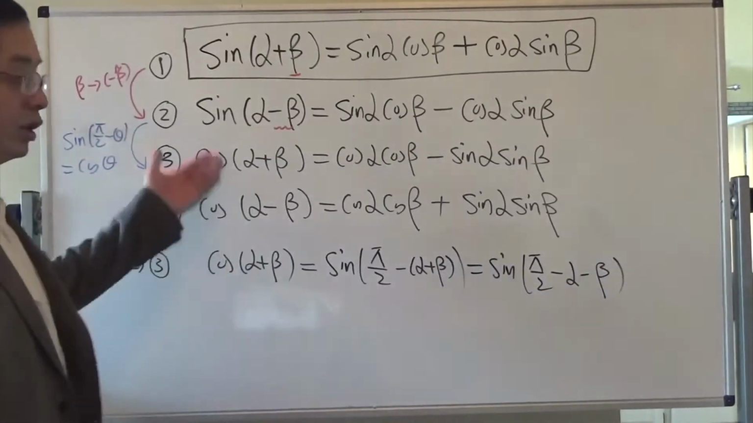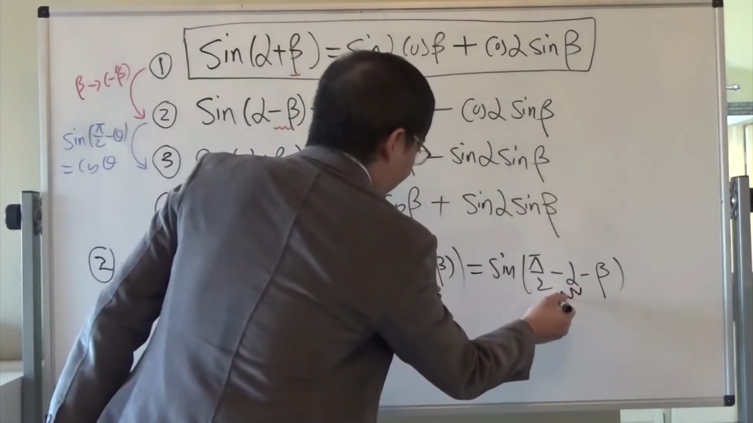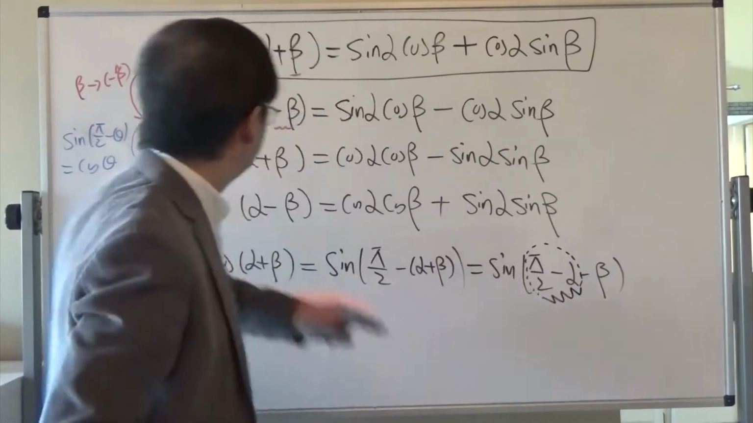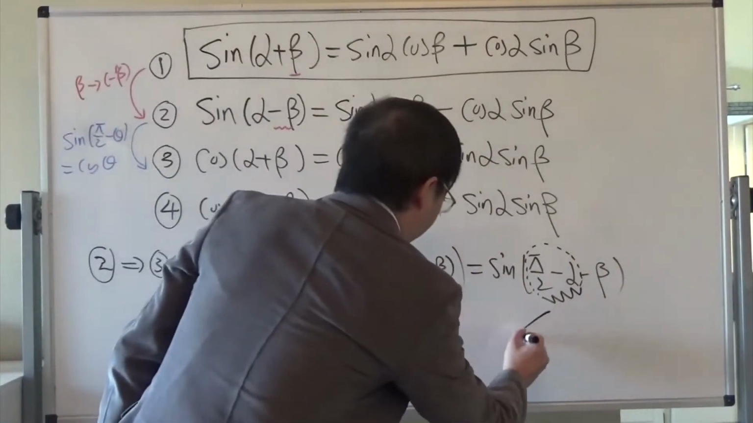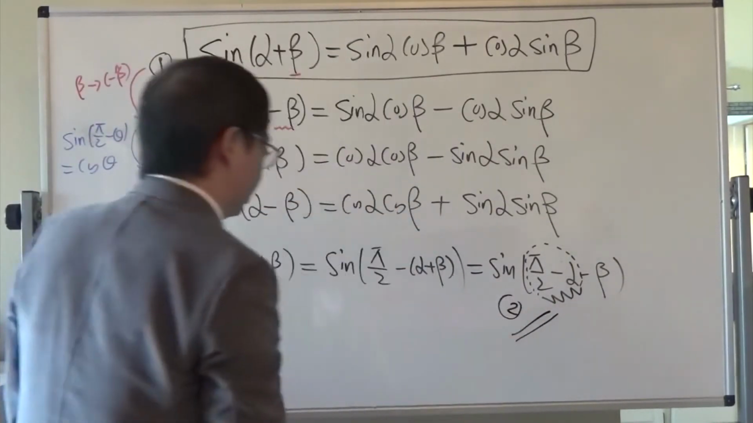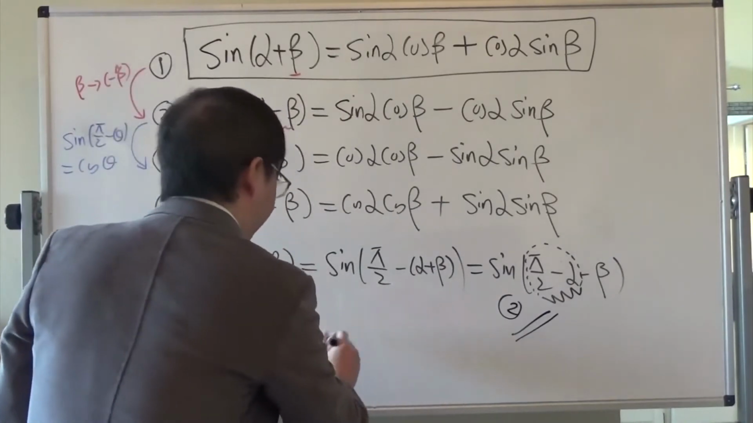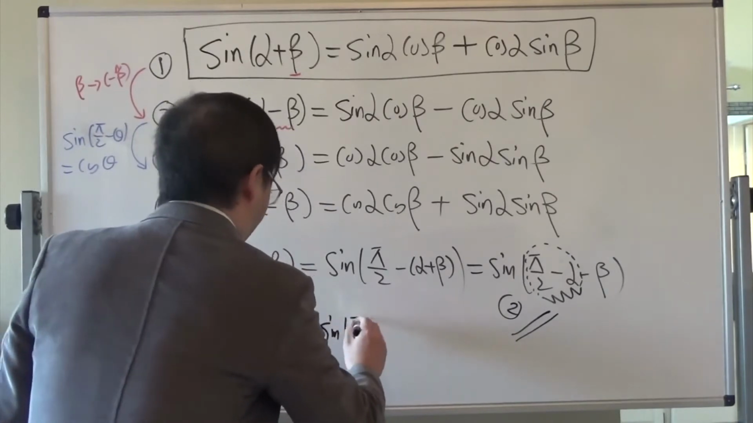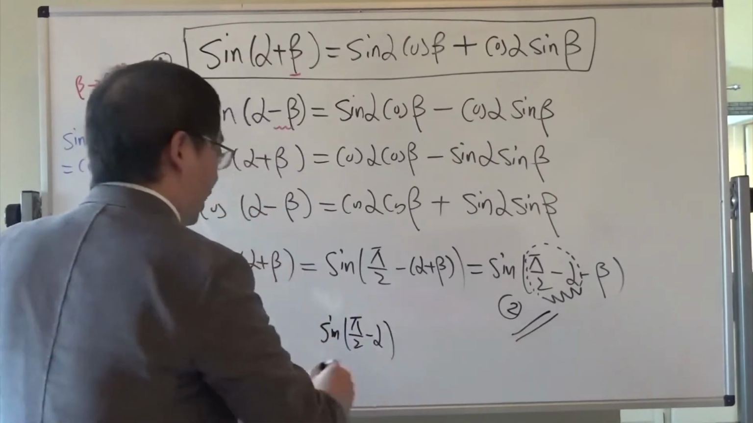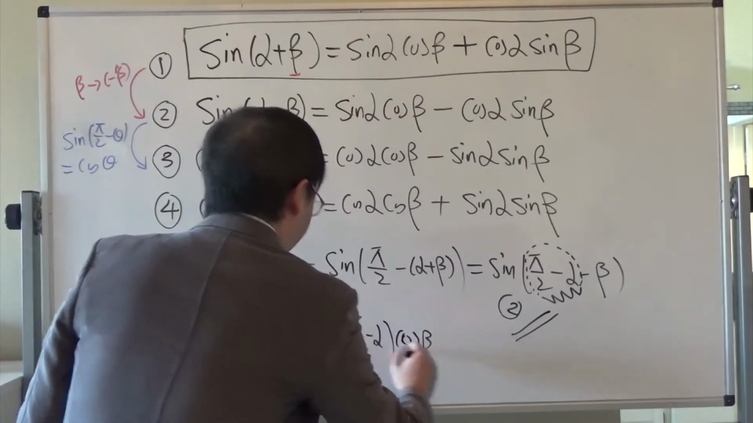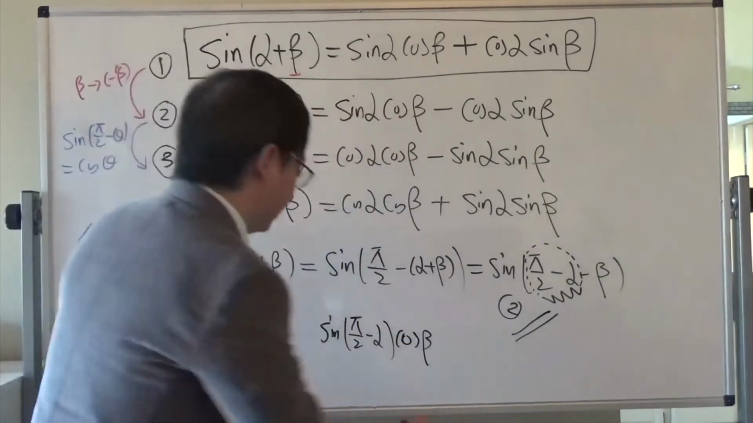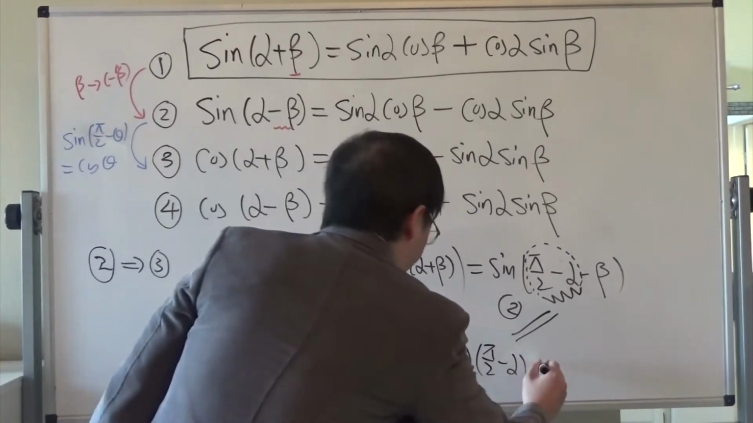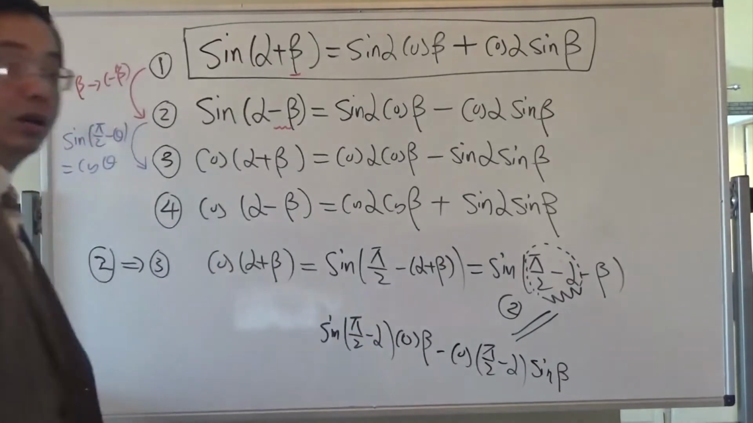Then you can consider this as one angle, so this one minus beta, and we can use 2, right? So by 2, this equals sine of pi over 2 minus alpha times cosine beta, and then minus cosine of pi over 2 minus alpha times sine beta, right?